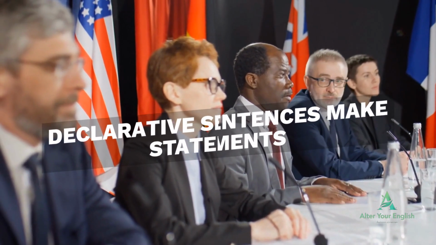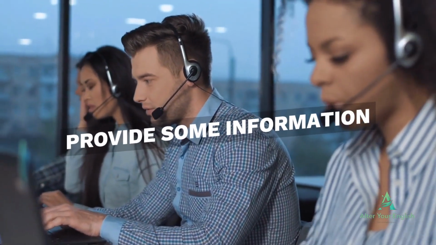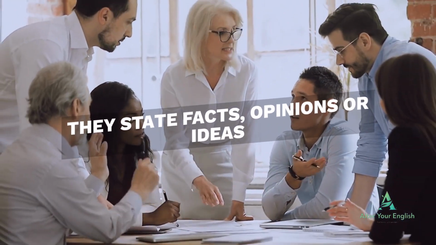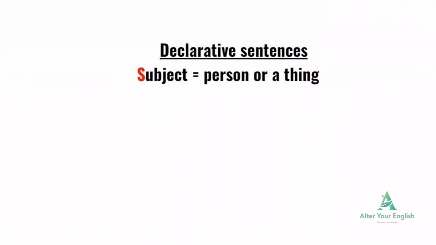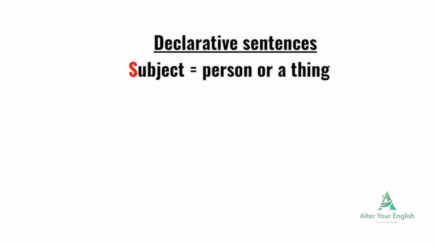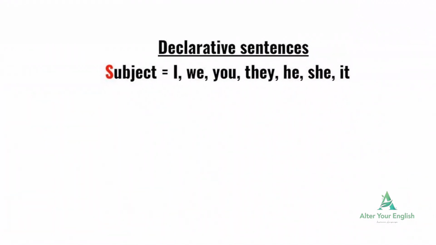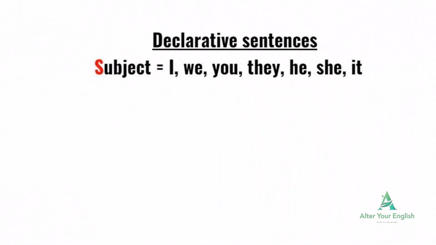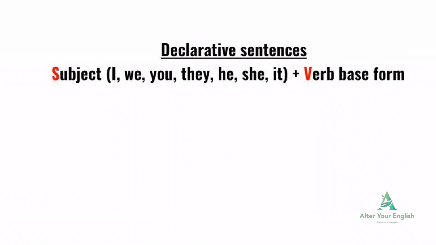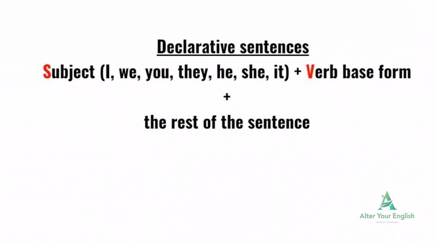Declarative sentences make statements and provide some information. They state facts, opinions, or ideas in a straightforward and assertive manner. A declarative sentence is built with a subject, a person or a thing performing an action. A subject can be I, we, you, they, he, she, it, followed by the base form of the verb, and then the rest of the sentence.